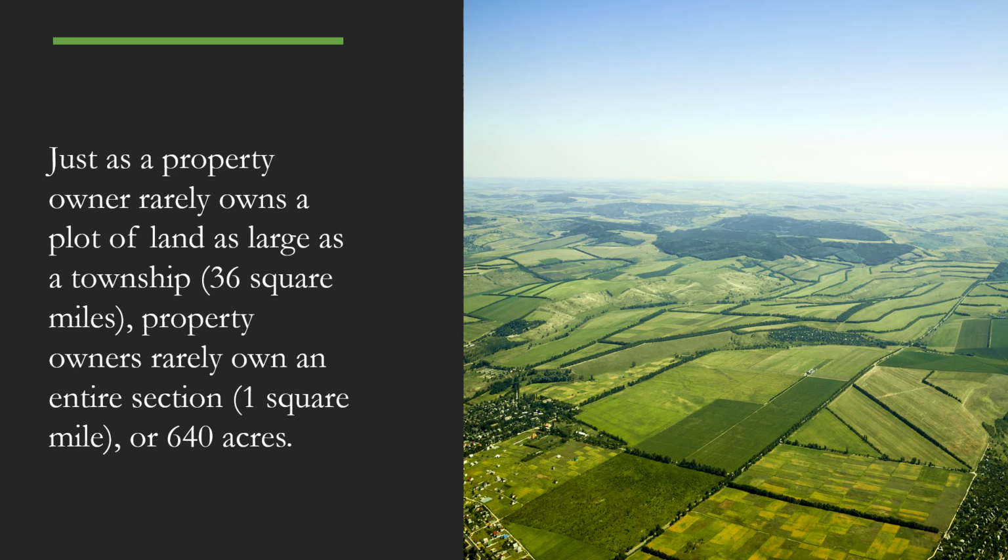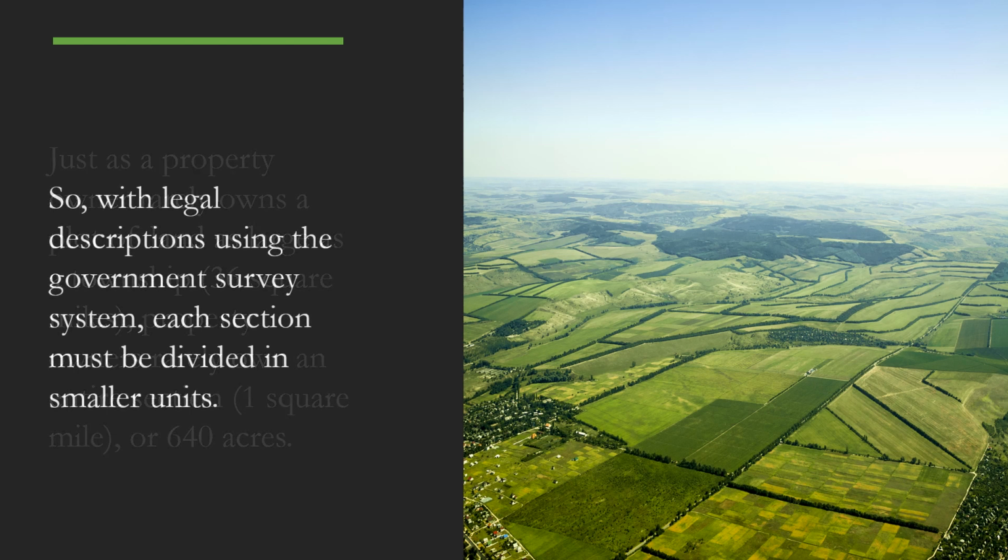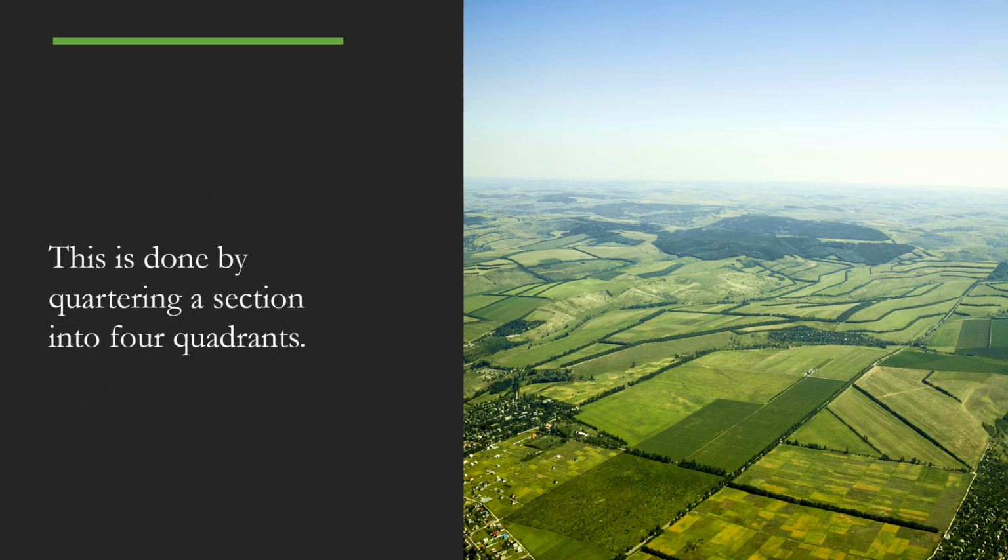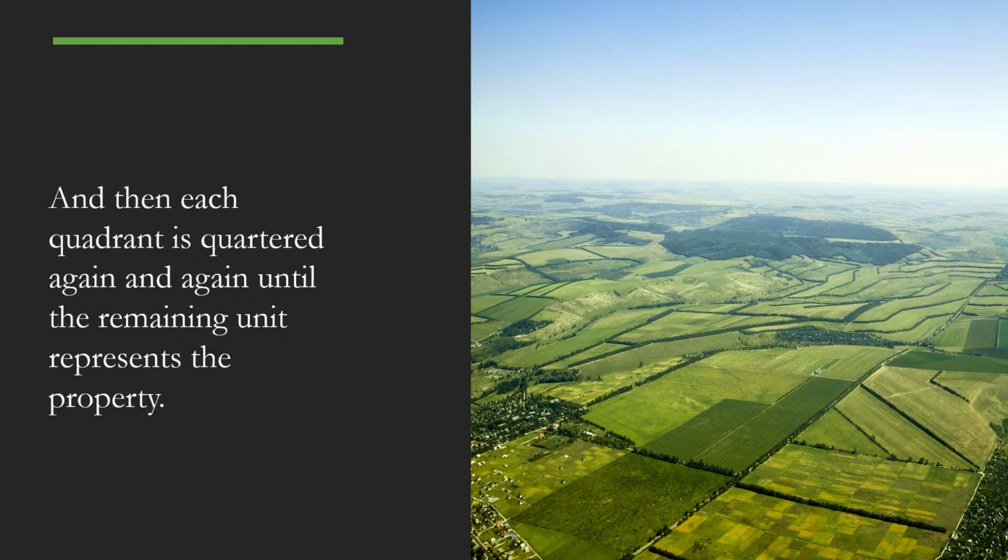Just as a property owner rarely owns a plot of land as large as a township, 36 square miles, a property owner rarely owns an entire section, 1 square mile, or 640 acres. So with legal descriptions using the government survey system, each section must be divided into smaller units. This is done by quartering a section into 4 quadrants, and then each quadrant is quartered again and again until the remaining unit represents the property.